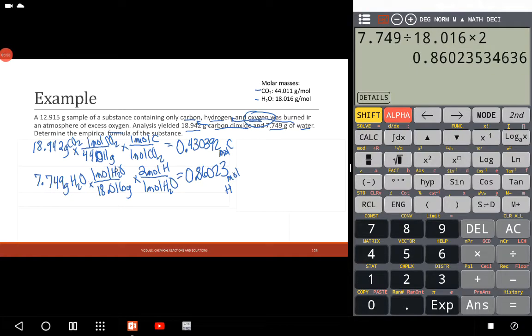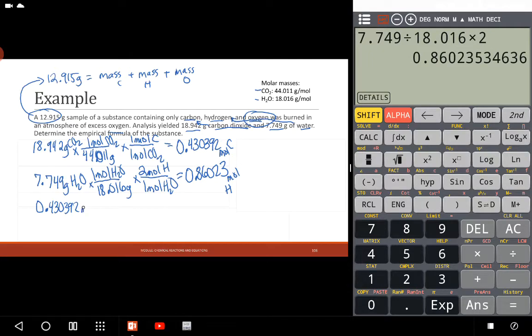All right, now that I have both of these numbers stored in my calculator, I can convert these numbers into grams in order to figure out how many grams of carbon, grams of hydrogen I have, and then I can work out my mass of oxygen. I know that this 12.915 grams is going to be equal to my mass of carbon plus my mass of hydrogen plus my mass of oxygen, because that's the total.